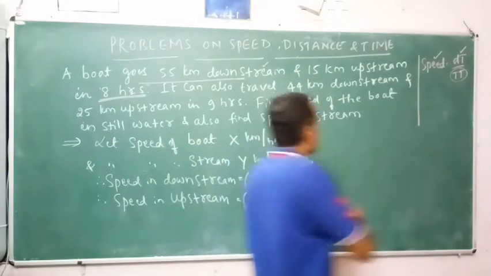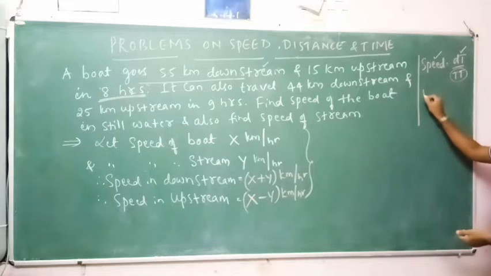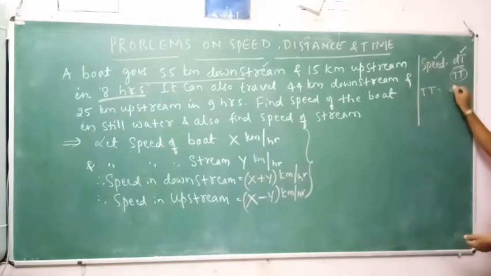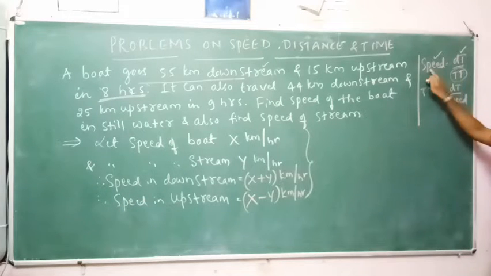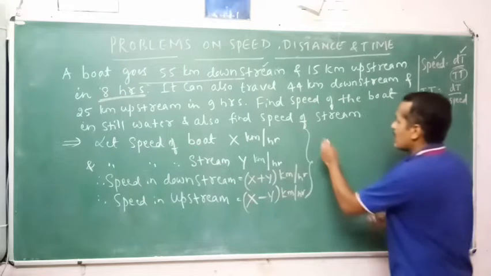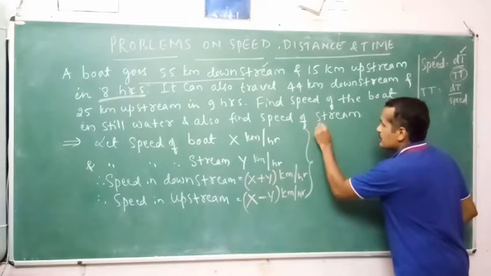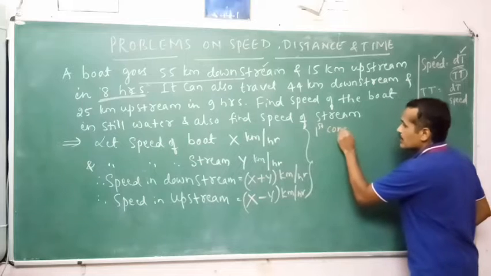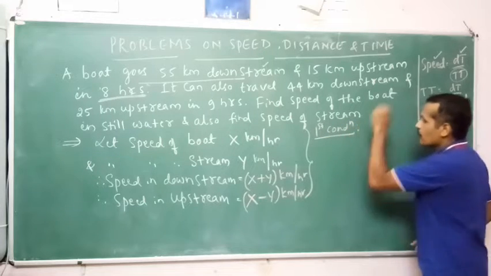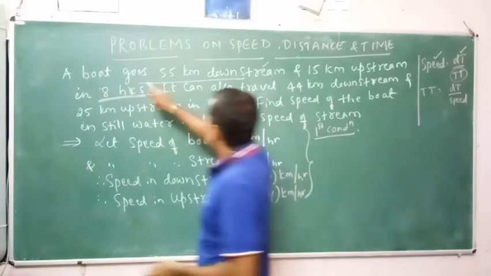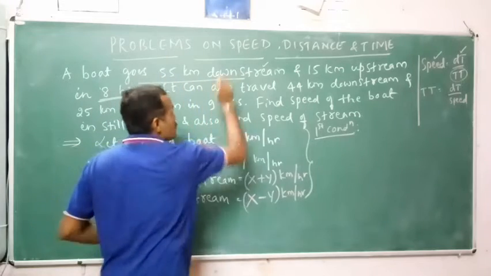So I will change the formula. Time taken is equal to what? Distance traveled divided by speed. I will modify the formula. Time taken is equal to distance traveled by speed. Now I will write the first condition. First condition. Come on, start. What is the first condition? A boat goes 55 km downstream.